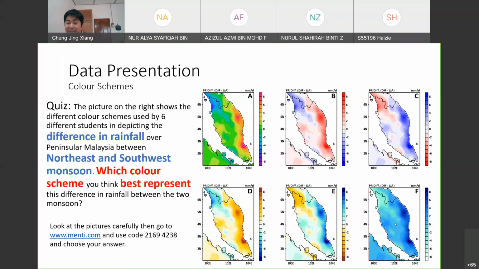Okay, and obviously not F, because F changed gradually, and our data is split, diverged. So we cannot use this scheme. We cannot use F. Okay, so remember when you create your figure, understand first how your data looks like, how it's supposed to be, the nature of the data. Is it sequential? Is it divergent? Or is it multi-sequential data? Something like that. Okay, before you choose your color.